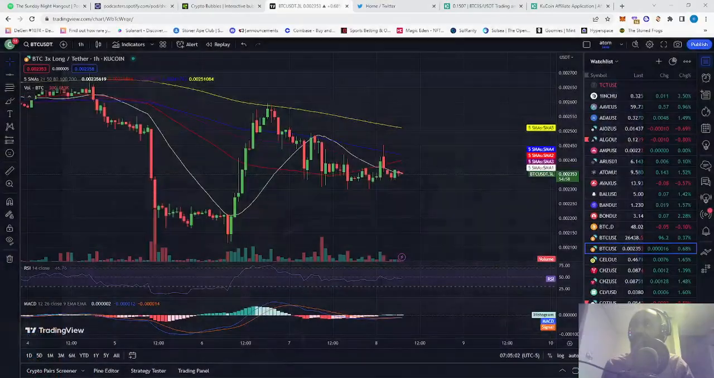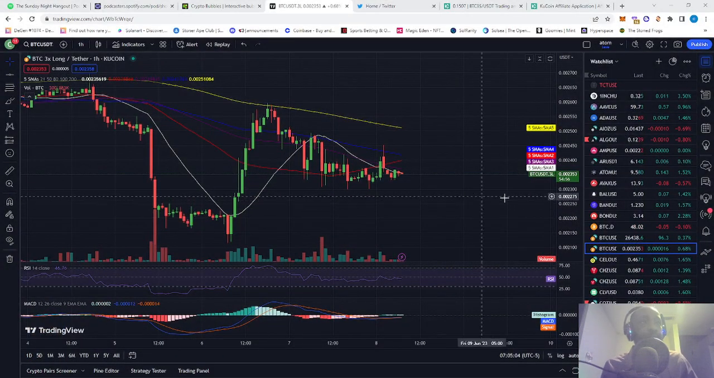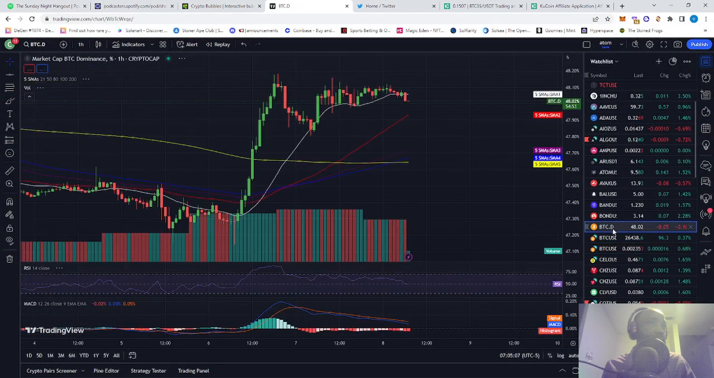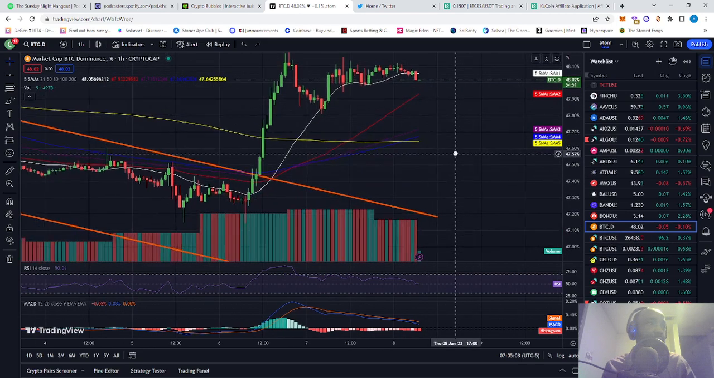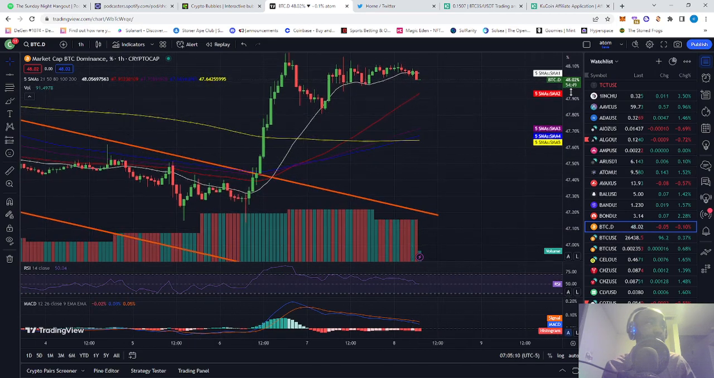All right, so let's go ahead and get into the charts. We're going to go over Bitcoin, XRP, and Solana today. Let's dive into the charts. Here we have the Bitcoin dominance chart. As you can see, the money is flowing into Bitcoin.